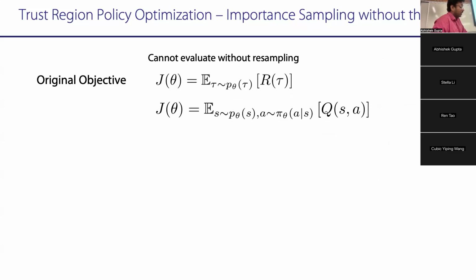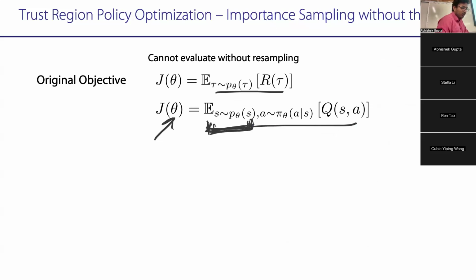And so we can keep going. The problem with this is that, to evaluate this objective, you have to sample from your policy, right? You have to sample from pi theta. And as theta changes, you have to keep resampling from pi theta. And that's what makes it expensive, right?